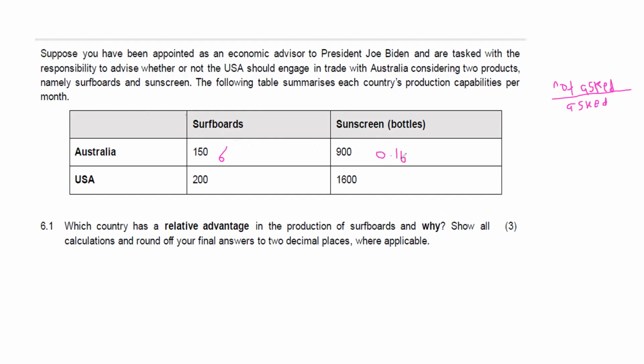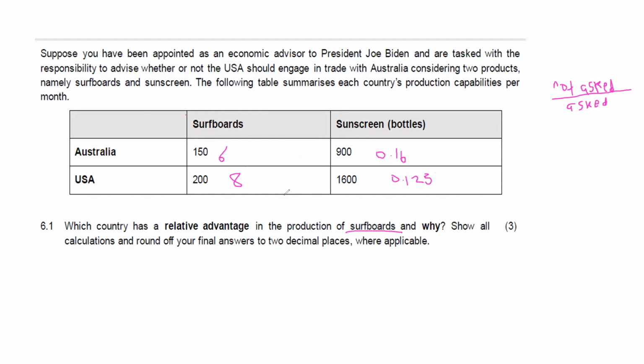And then the opportunity cost of producing surfboards again in the USA. So you're going to say 1,600 divided by 200, which is 8. And then the opportunity cost of producing sunscreens is going to be 200 divided by 1,600, which is 0.125, right? And then they ask, which country has a relative advantage in the production of surfboards?